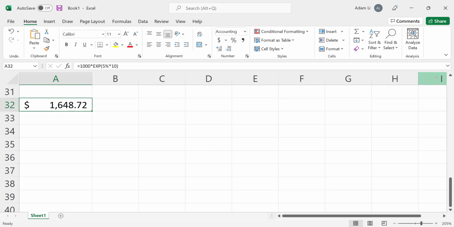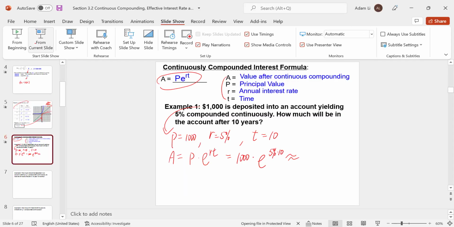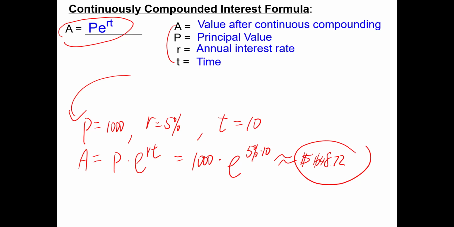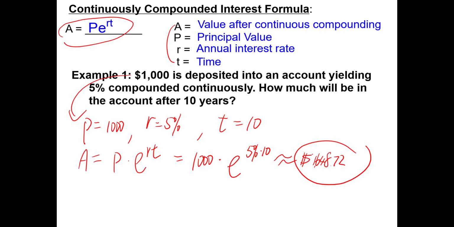The result is $1,648 and 72 cents, 1648.72. So the ending balance is $1,648.72. This is the ending balance after 10 years, based on the current condition, compounding continuously. And continuous compounding is the best compounding method in the marketplace.